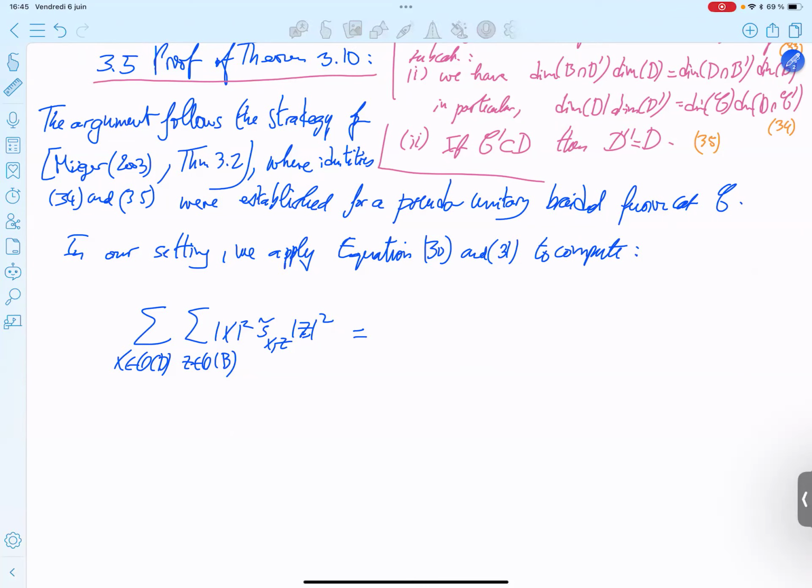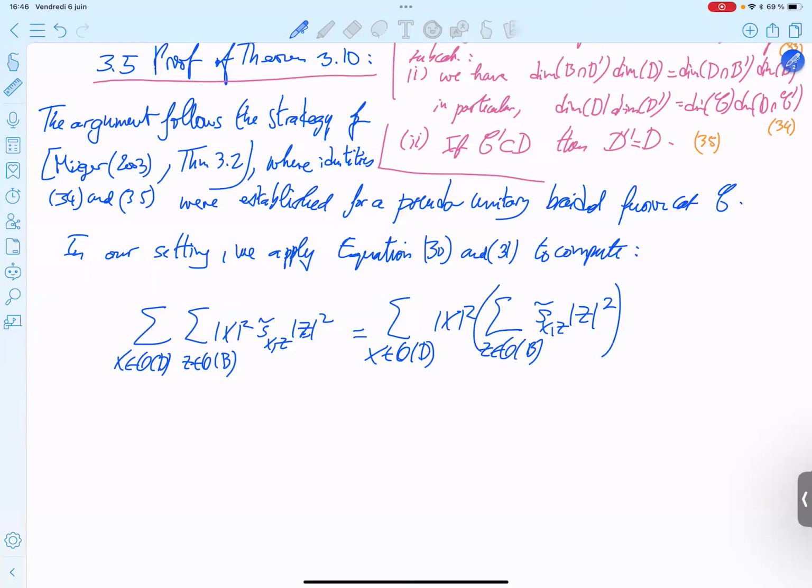So we will apply, because we will apply 31 first part, 31 second part. So let's try. First you make the sum for D, you put this out, you make the sum for B, like that, xz. Nothing, no problem.